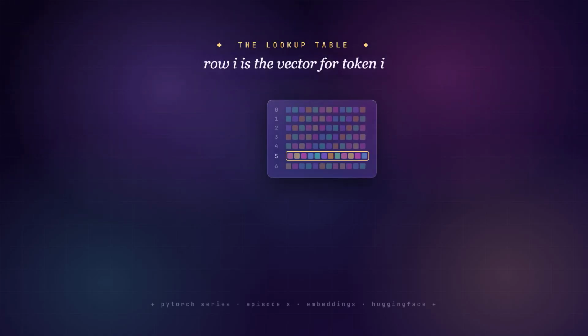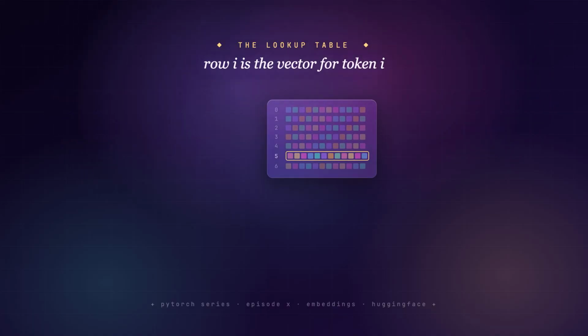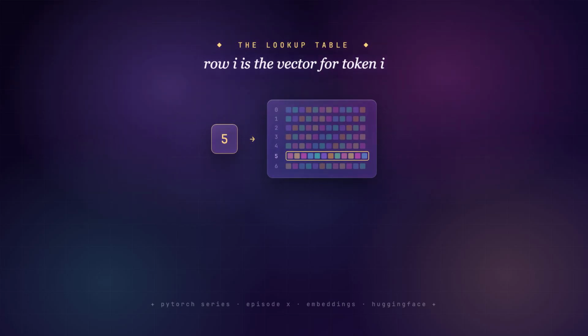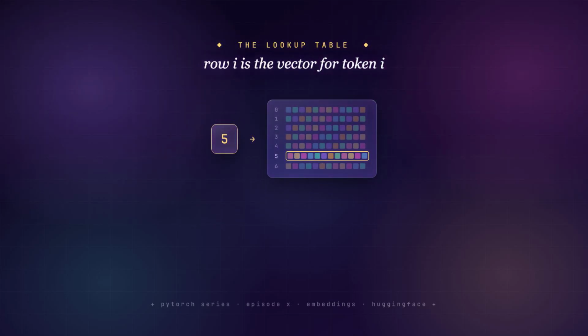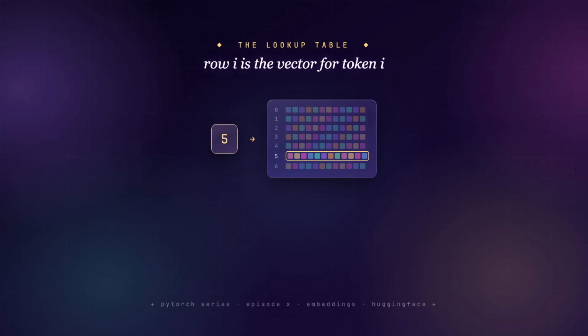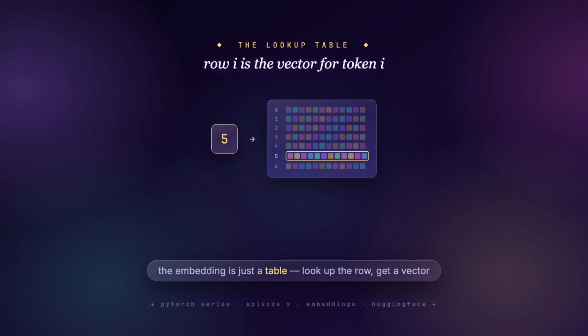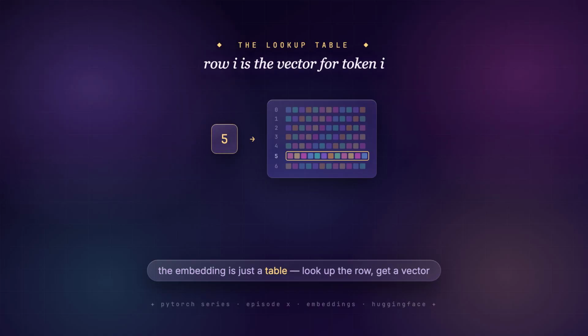The tool is nn.Embedding. Picture a table, one row per token in your vocabulary, and each row is a vector of length n_embd. Token i just looks up row i. That's it. It's a lookup table. The twist is that the numbers in that table aren't fixed. They start as random noise and they get learned during training, nudged a little every step.